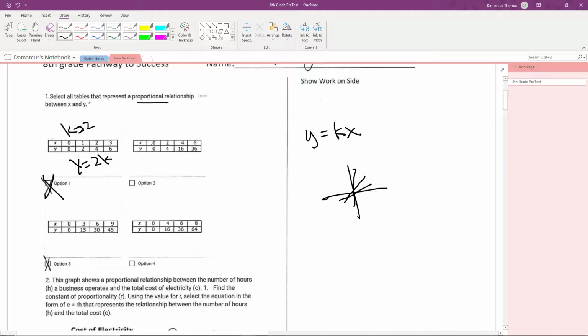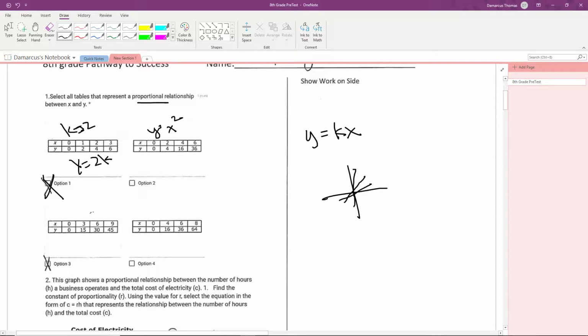This is not a direct variation. As you can see, it starts off 0, 0. If you multiply 2 by 2, you get 4. But how would you get 16 from 4? Well, we know what they did. They squared it. Again, they squared it. So this is actually an x squared formula. This is not what we're dealing with.